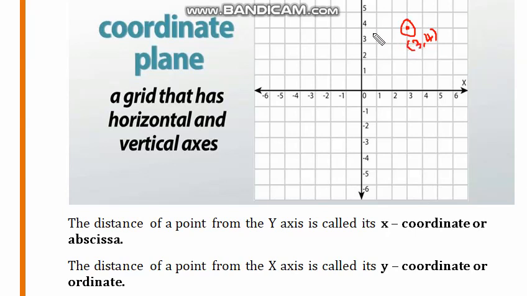But see this, the point's distance from the y-axis is the x-coordinate. So this is the distance. At the same time, the distance from the x-axis is called the y-coordinate. Actually, this is the total distance of that y. So the position of the point is 3 comma 4.